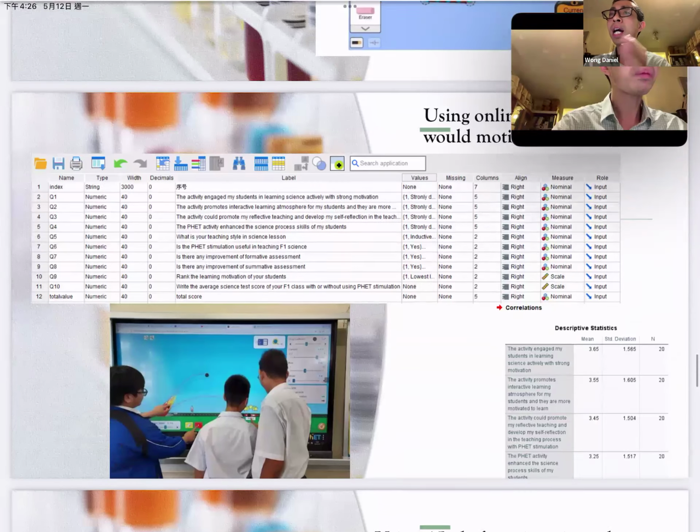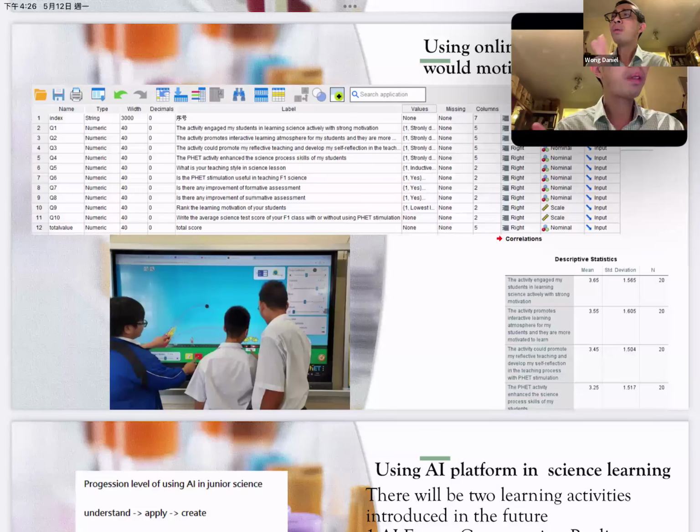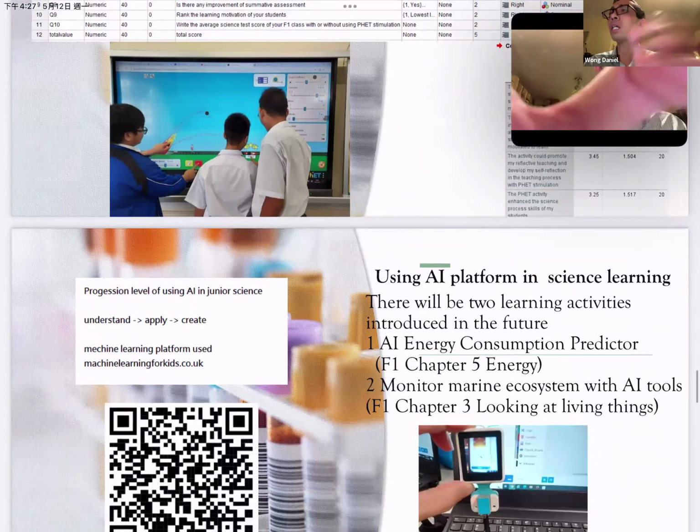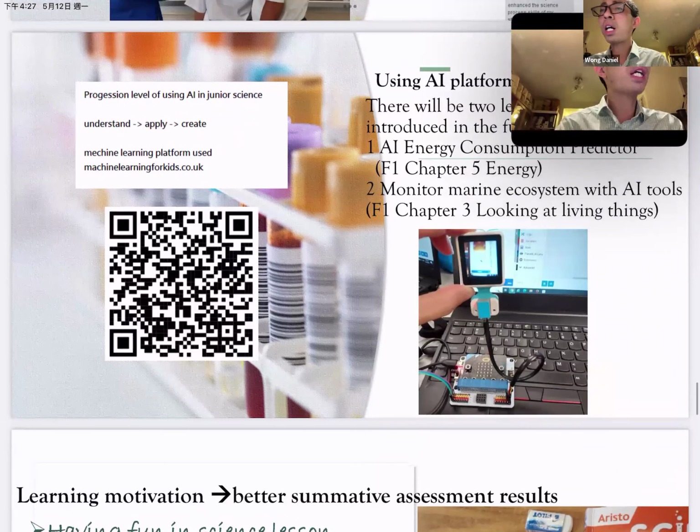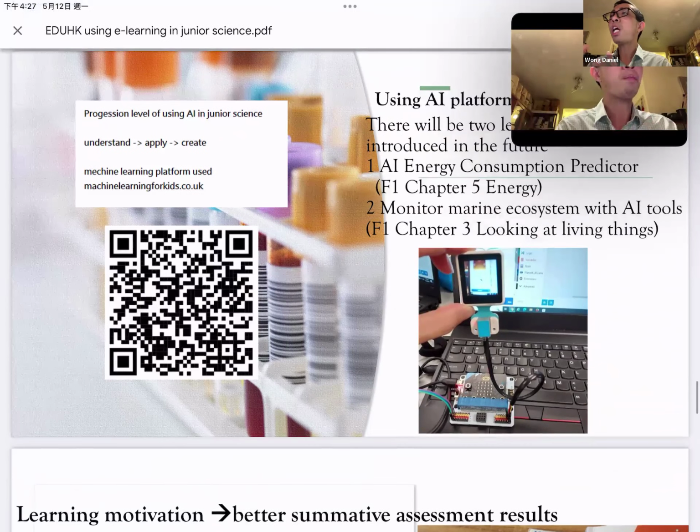For my ML assignment, I tested the hypothesis of whether using e-learning or various innovative tools can increase student learning motivation. I think the data is very positive. And finally, we are now using an AI platform on Form 1 energy consumption for predictions. Predict, observe, explain is the standard scaffolding for us to teach science. Sometimes we want the students to make some predictions with the AI tools. And then we try to monitor the marine ecosystem with some AI tools and see what will be the human impact on the environment or on the ecosystem.